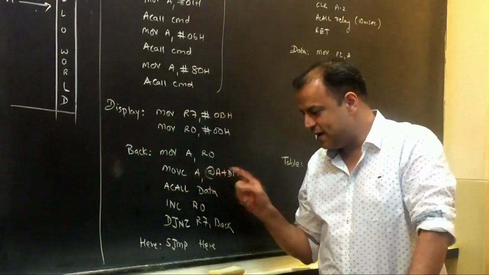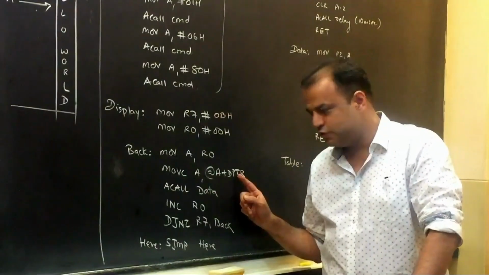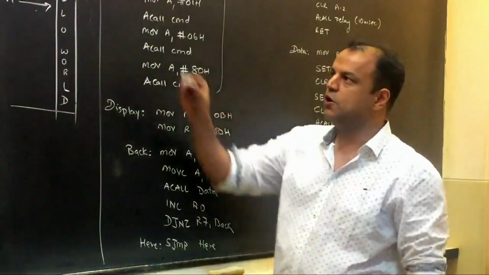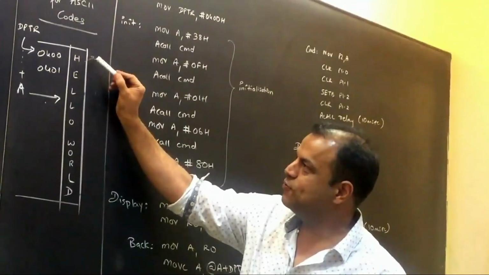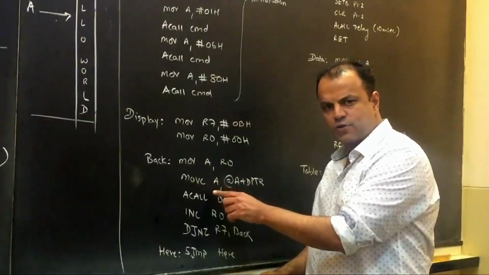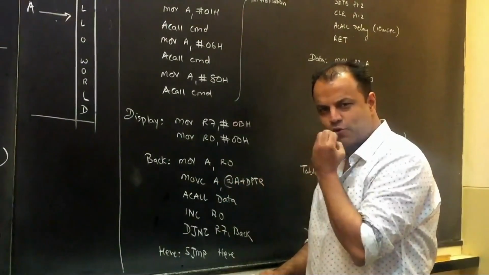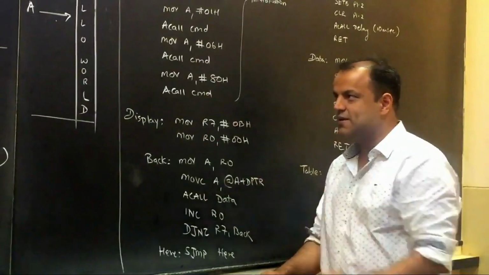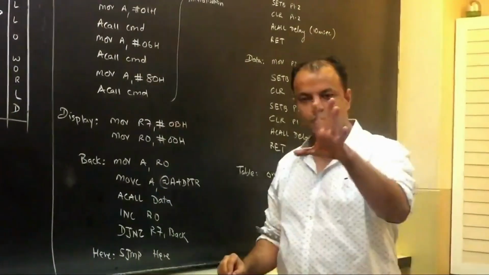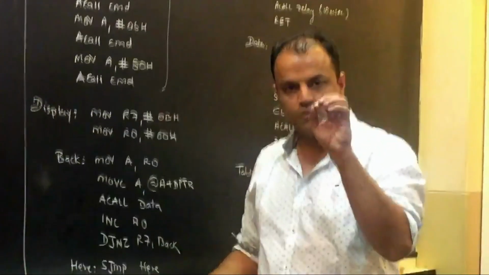Move C A comma at the rate A plus DPTR. DPTR was 0400 plus A, which means 0. So 0400. From 0400, you'll get the code of H. That code of H has come in A register. Are you listening? This is the ASCII value of H. This is what you want to display. Call the routine by the name data. It will display whatever is there in A register following the same procedure. So on the screen, by now you have got an H.